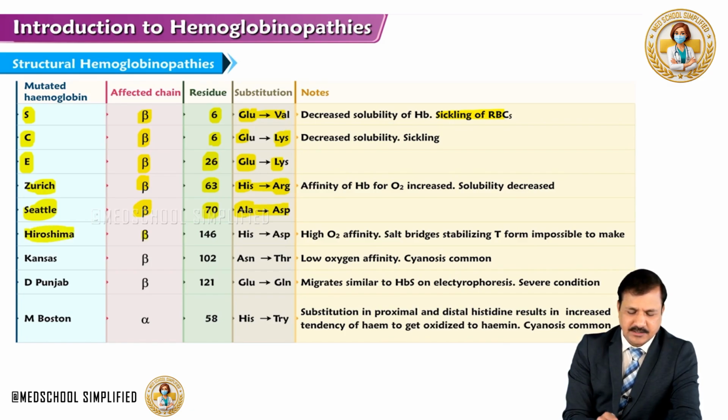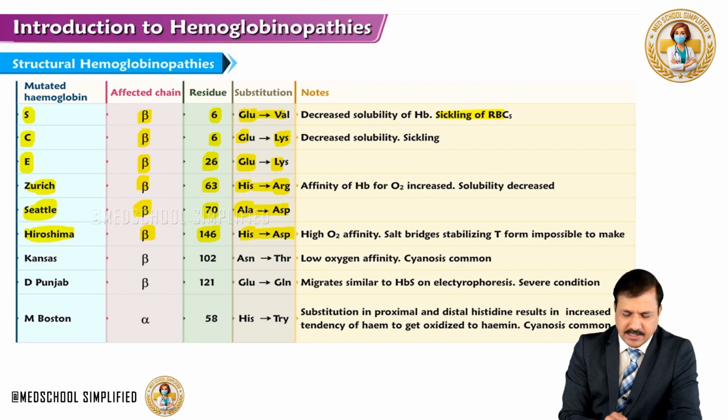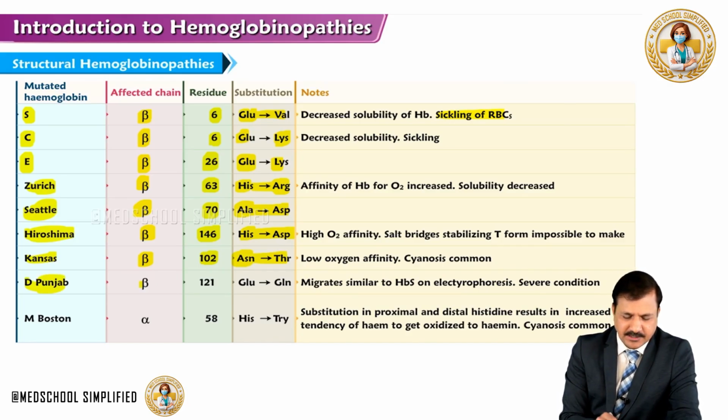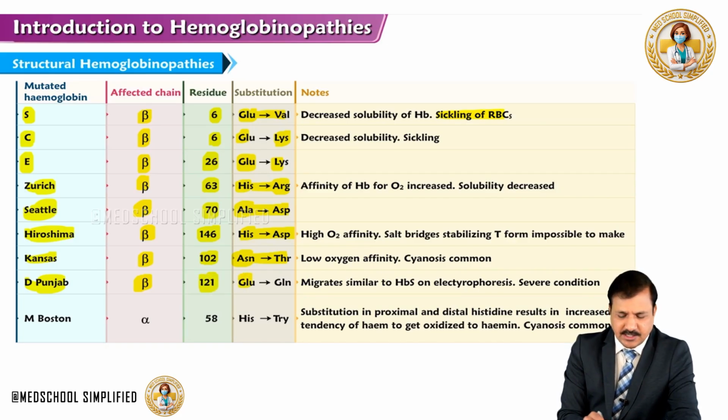Hemoglobin Hiroshima: beta chain 146th position, the amino acid histidine is replaced by aspartate. Hemoglobin Kansas: beta chain is affected, 102nd position, where asparagine is replaced by threonine. And hemoglobin D Punjab: beta chain is affected, 121st position, the amino acid glutamate in the beta chain is now replaced by glutamine. Note that hemoglobin D Punjab migrates similar to hemoglobin S in electrophoresis, and it is a severe condition.